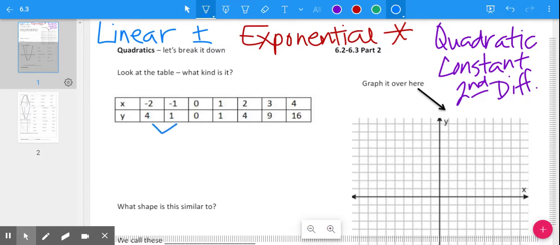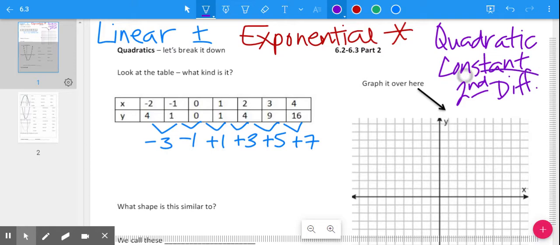So how do you go from a 4 to a 1? You subtract 3. From a 1 to a 0, subtract 1. 0 to 1, add 1. 1 to 4 is add 3. 4 to 9 is add 5. And 9 to 16 is add 7. So there's not a constant difference in that first set of rates of change. So now we have to look at the second difference and decide, is there a constant second difference?